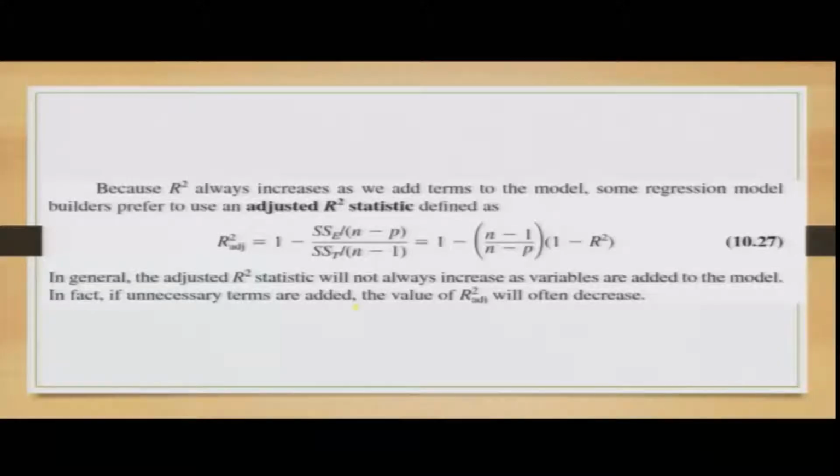Because R square always increases as we add terms to the model, some regression model builders prefer to use the adjusted R square, which, as I mentioned, is basically obtained by dividing by the degrees of freedom. So, adjusted R square is given by 1 minus, where initially it was the sum of squares of the errors divided by the total sum of squares, now it will basically be n minus 1 by n minus p, where p is k plus 1 depending on whether beta naught is there or not, multiplied by 1 minus R square. In general, the adjusted R square statistic will not always increase as variables are added to the model. In fact, if unnecessary terms are added, the value of adjusted R square would often decrease and basically give us an actual value of the prediction level of the model.